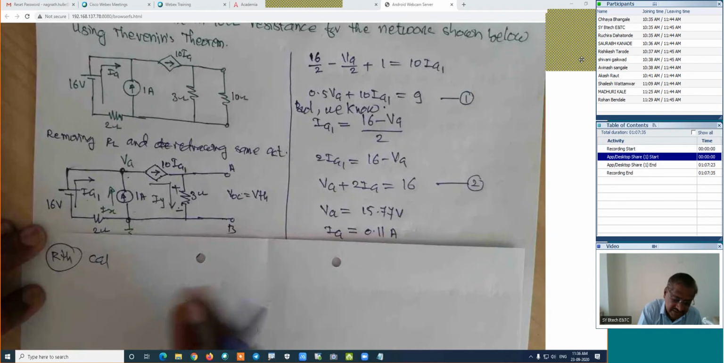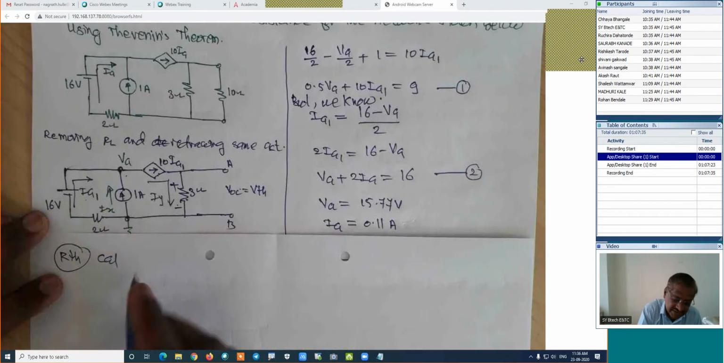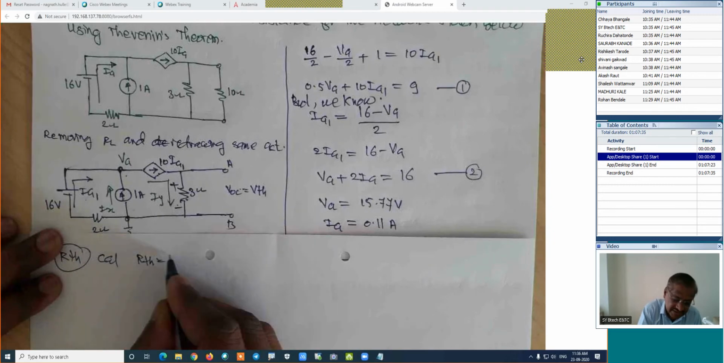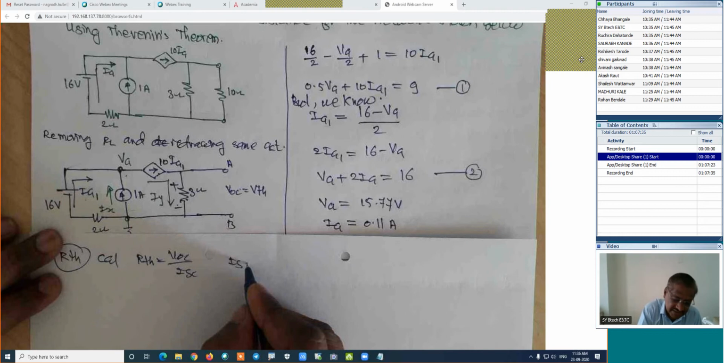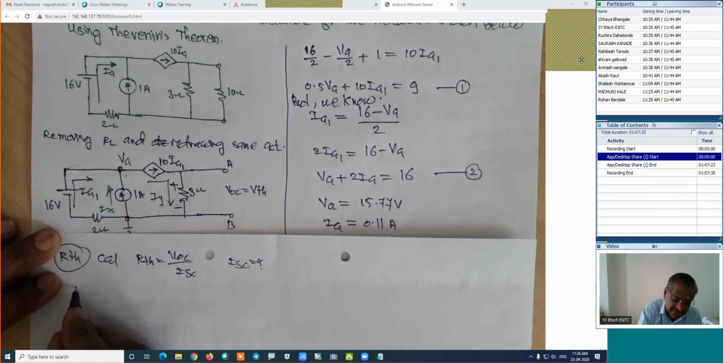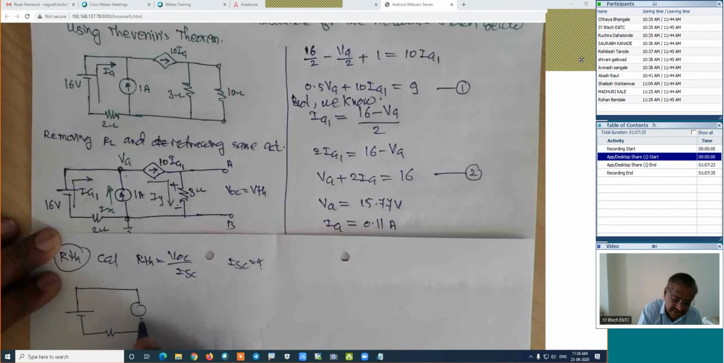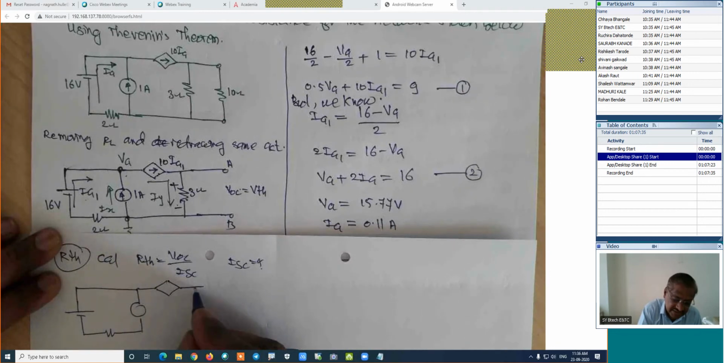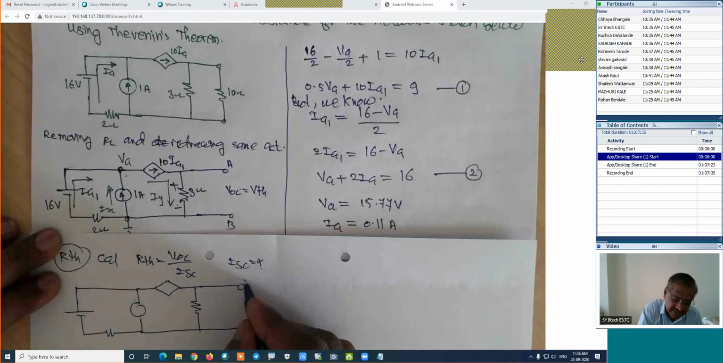How is the RTH calculation? Its formula for this case is RTH is equal to VOC upon ISC, and we are interested in the calculation of ISC, the short circuit current. In this case, the figure will be something like this. I will complete this a little faster. Here is the current source. This is the source, and here is the terminal A. This is B. We will short circuit it, and this current I will call ISC.